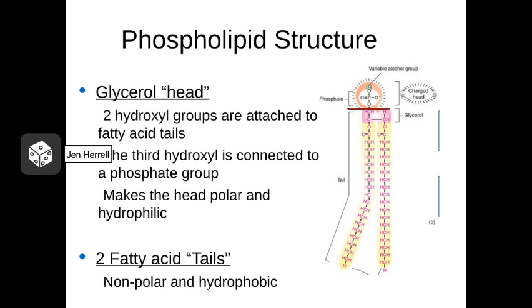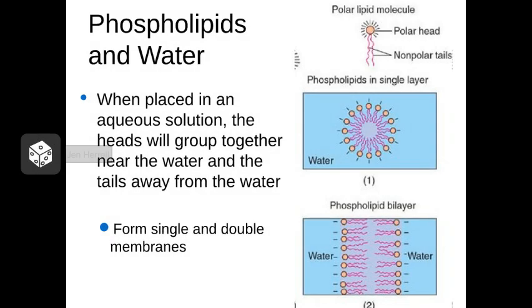The presence of that phosphate group in the glycerol head of the phospholipid really changes how it behaves, especially when it's mixing with water. Remember that phosphate groups are very, very polar, which means that that head is now very, very hydrophilic. However, the fatty acid tails are typical fatty acid tails. They are very, very nonpolar, very hydrophobic. So poor little phospholipids are very, very conflicted molecules, especially when it comes to their relationship to water.